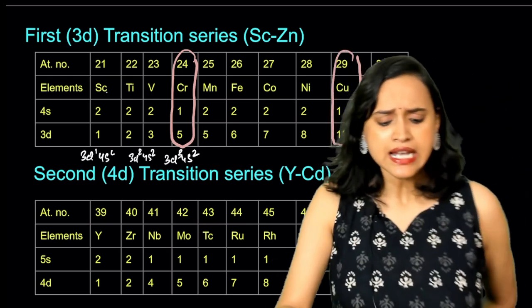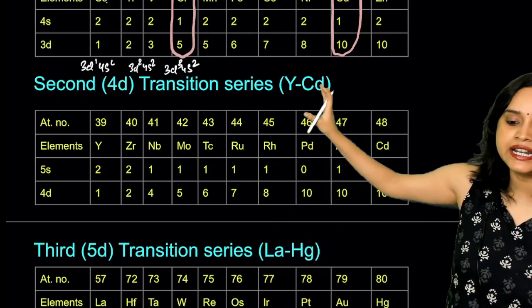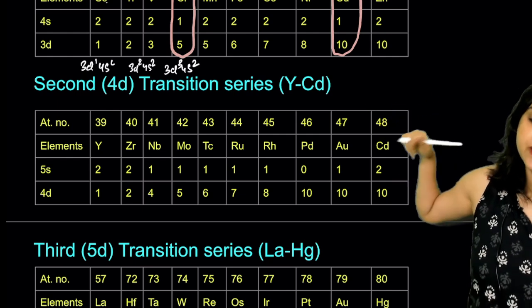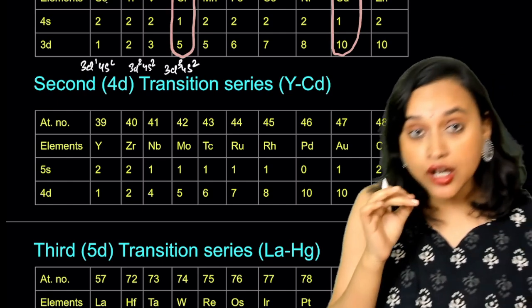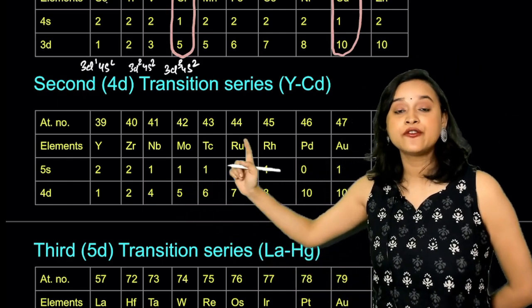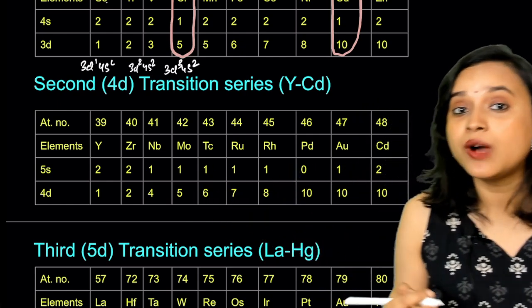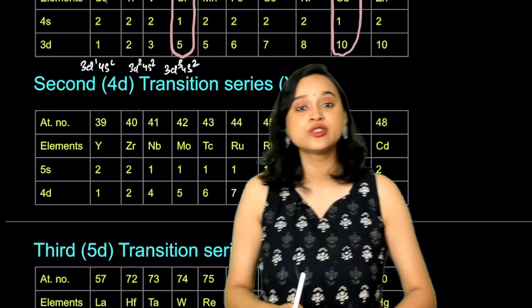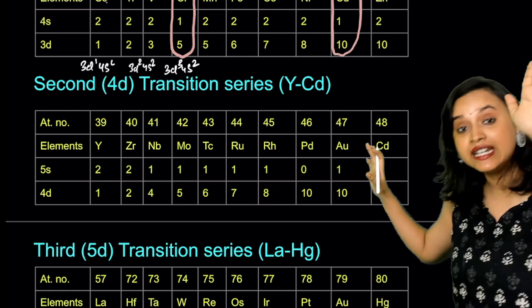Now, let's come to the second, the 4d transition series, where you have yttrium, zirconium, niobium, molybdenum, technetium, ruthenium, rhodium, palladium, silver, and cadmium. These are the elements here. If you look carefully, the majority of the elements have 1 electron in the 5s. So what are the exceptional ones? See, the majority of people on YouTube will teach you that the only exception here is palladium, which I agree.